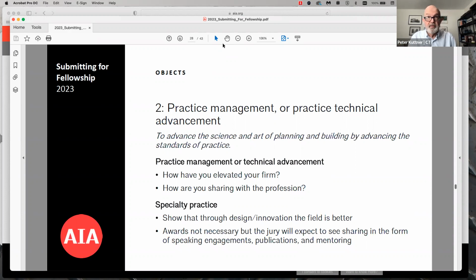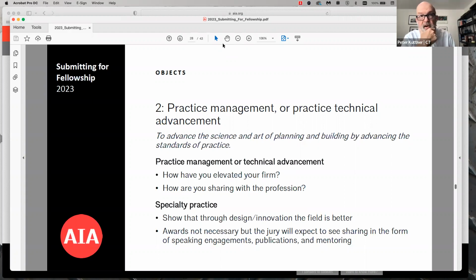And practice management has 3 parts now. One is practice management, and the other is technical advancement. So we've been seeing people who reorganize firms or different management techniques that they've adapted from other industries or things like that. Maybe more in technical advancement, people who are looking at solar screens or sustainable enclosures or different things like that.